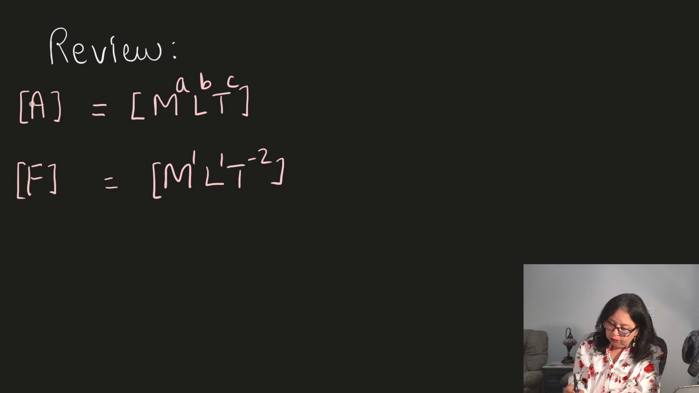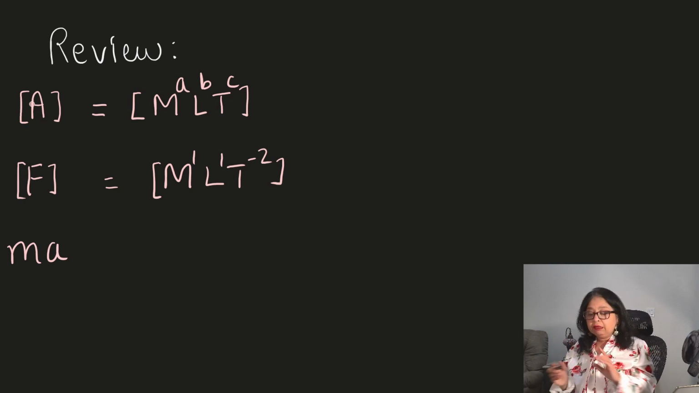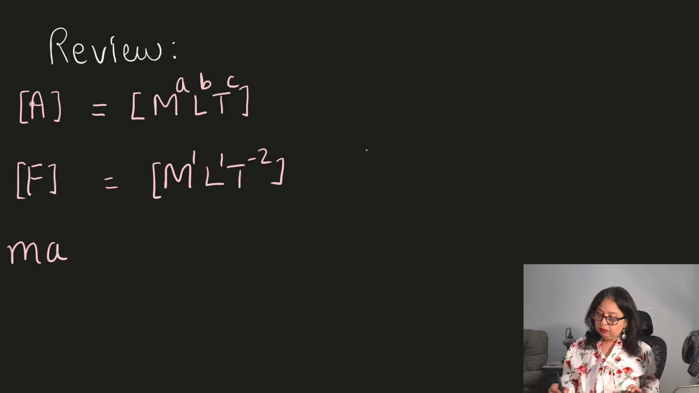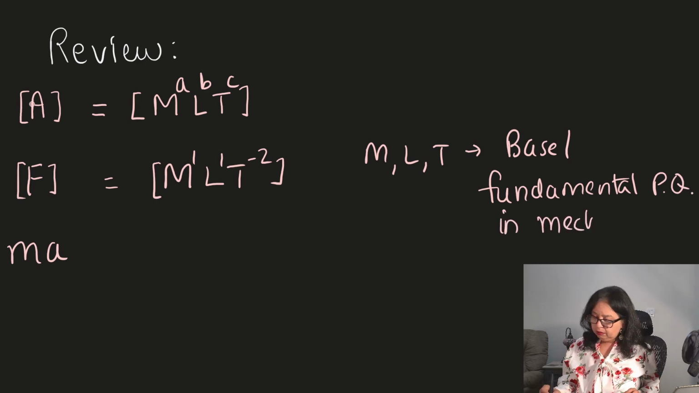So whatever the formula for force was, which we said was mass times acceleration, we broke this down into the ultimate building blocks, which are M, L, and T. These M, L, and T, mass, length, and time, are the base or fundamental physical quantities in mechanics. So every physical quantity will be written in terms of these three.